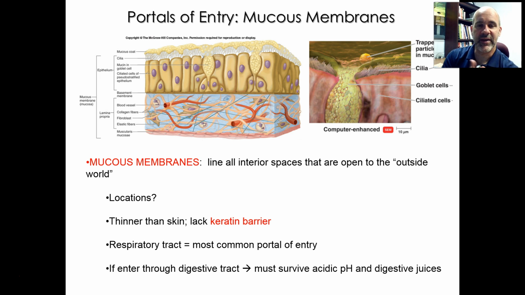It looks like a multi-layered group of cells, but it's actually a single layer, and they're just all twisted around each other and look like there are multiple layers there. And you've got some goblet cells. You guys remember those from A&P1? Those are cells that produce mucus.